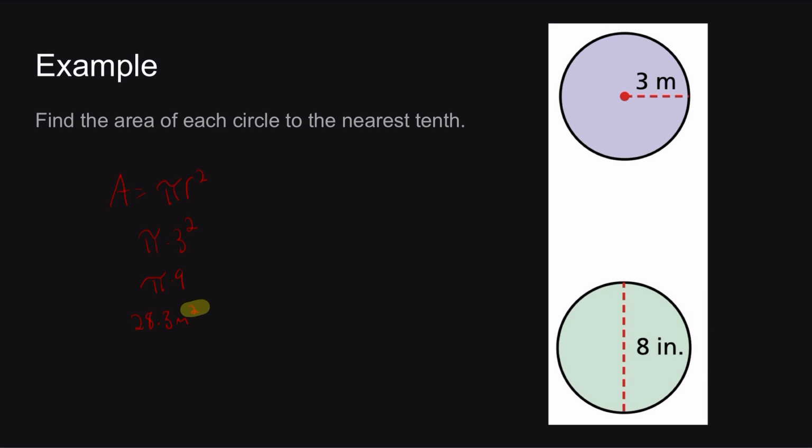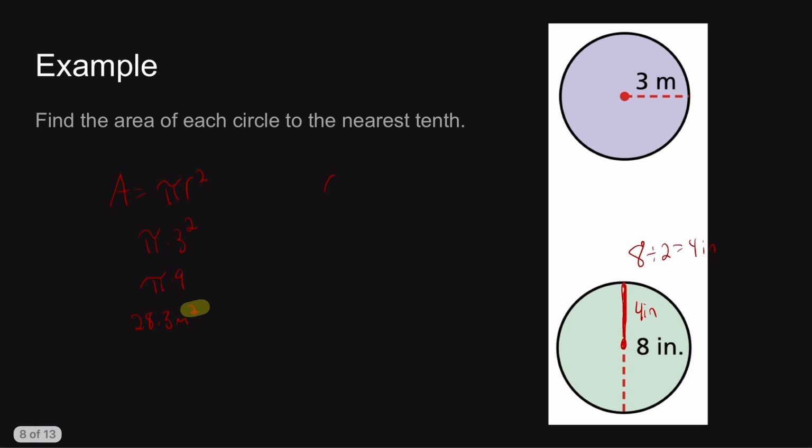Well, remember the diameter is twice the radius. So to get the radius, I just need to divide this by 2. So I do 8 divided by 2, and I get 4 is going to be the radius. So if I did the radius right here, that would just be 4 inches.